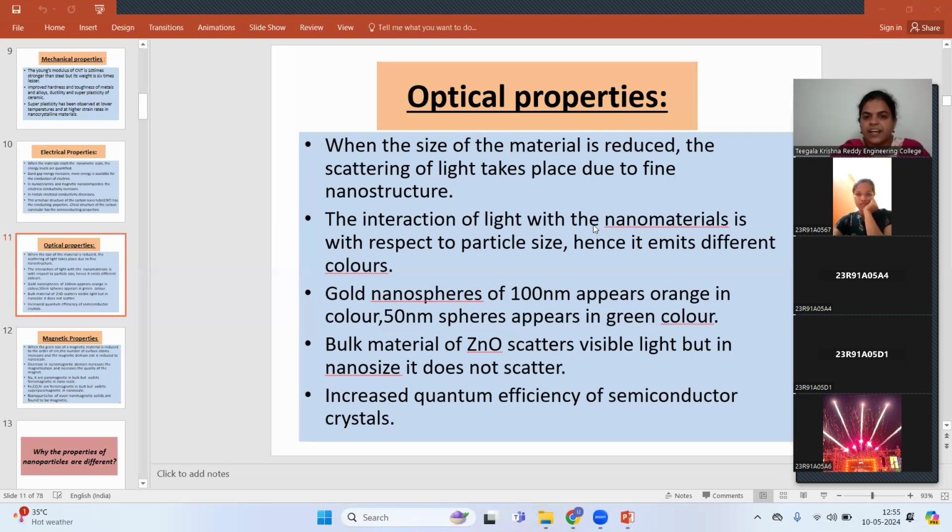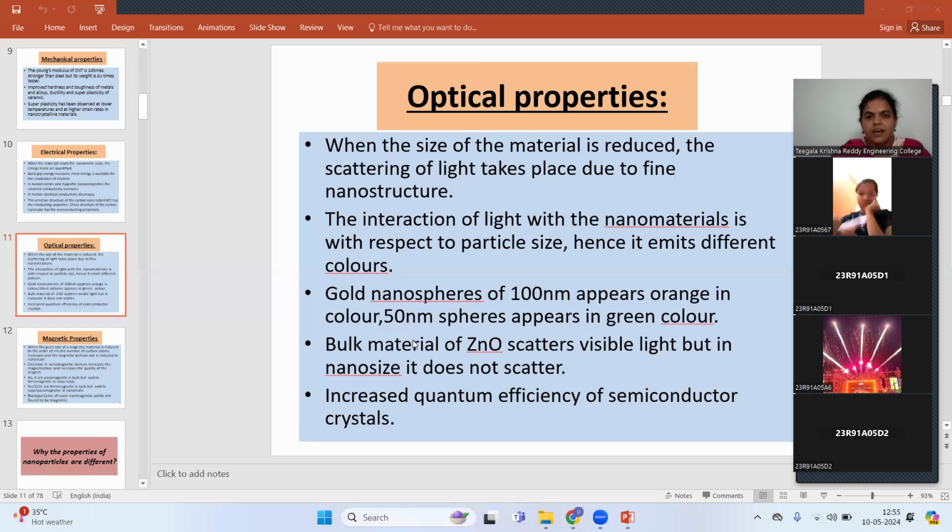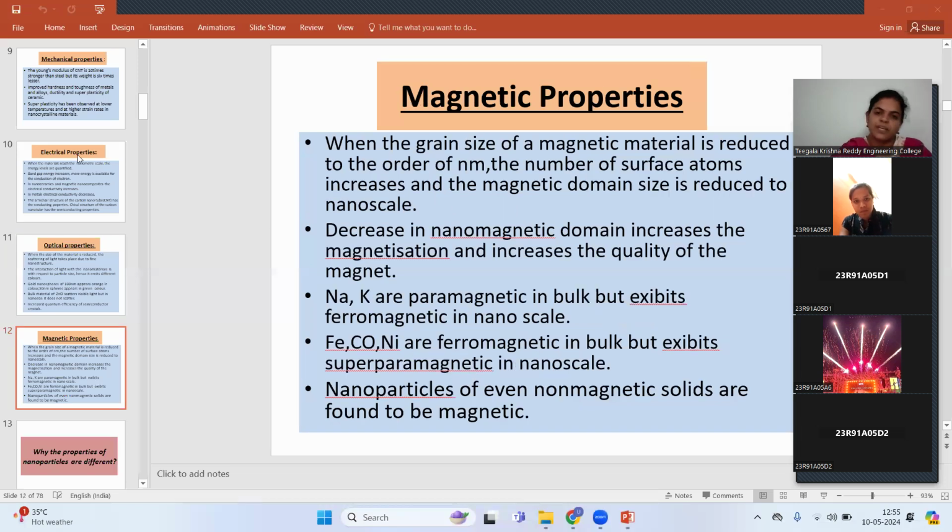The interaction of light with nanomaterials depends on particle size, hence they emit different colors. Gold nanospheres of 100 nanometers appear orange in color and 50 nanometer spheres appear green. Bulk zinc oxide scatters visible light, but in nano size it does not scatter. Then there is increased quantum efficiency of semiconductor crystals. These are the optical properties of nanoparticles.